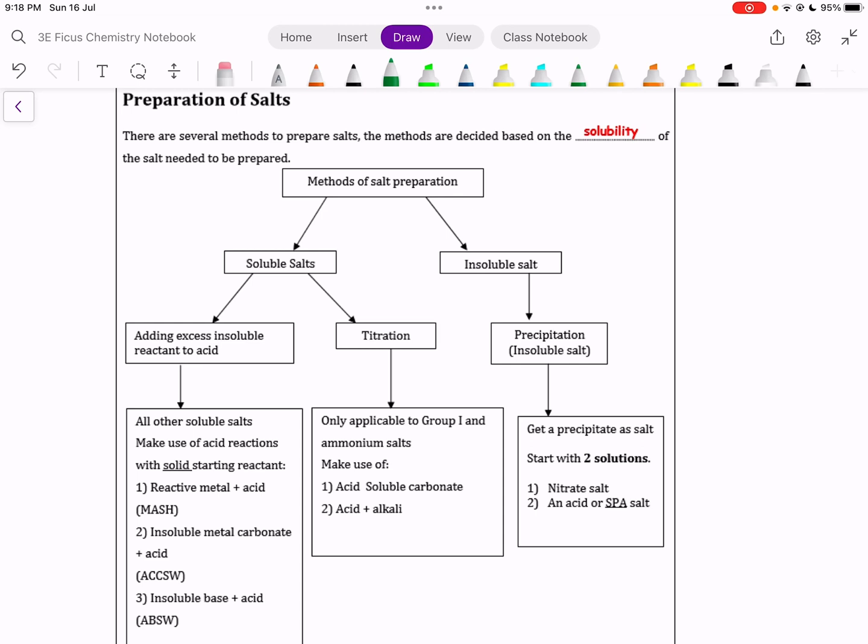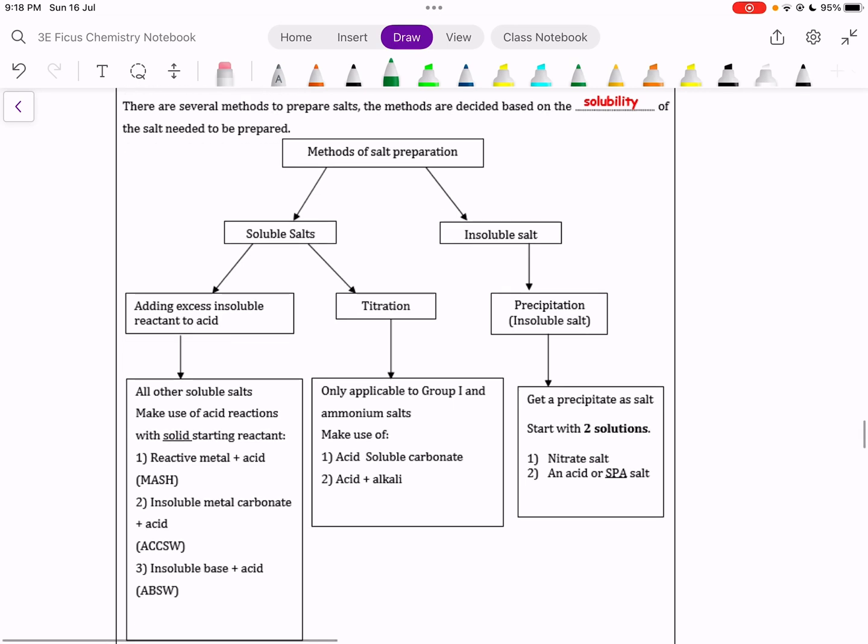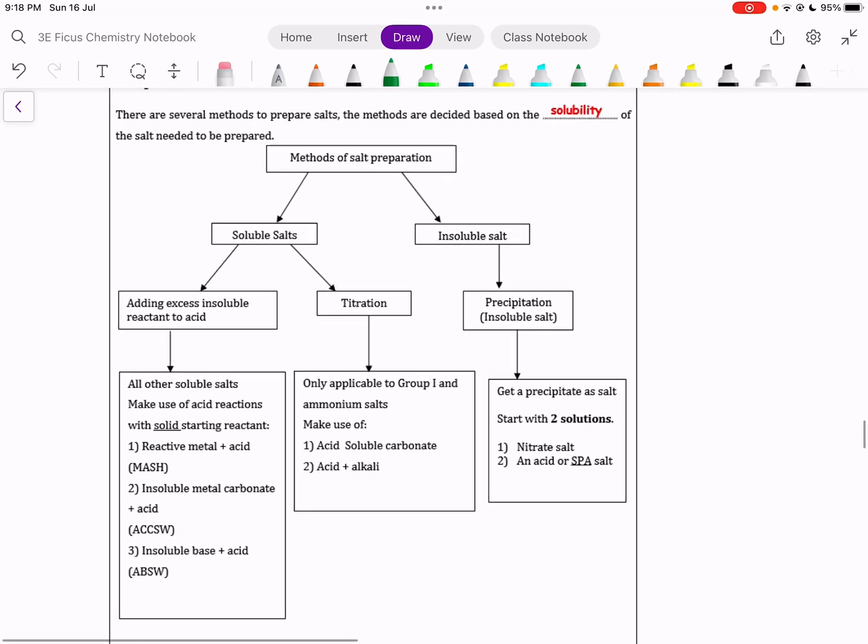There are several methods to prepare the salts, and they are decided based on the solubility of the salts needed to be prepared. We are going to look at three methods in total, just one for insoluble salts, which is going to be the first method that we look at. It's called the precipitation method, the only one for insoluble salt.